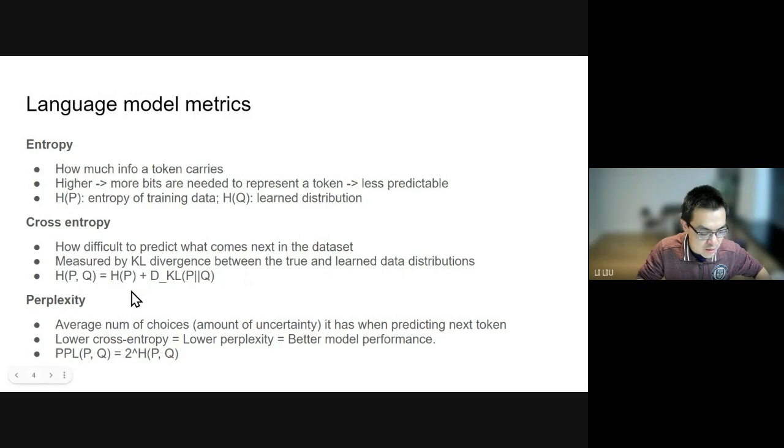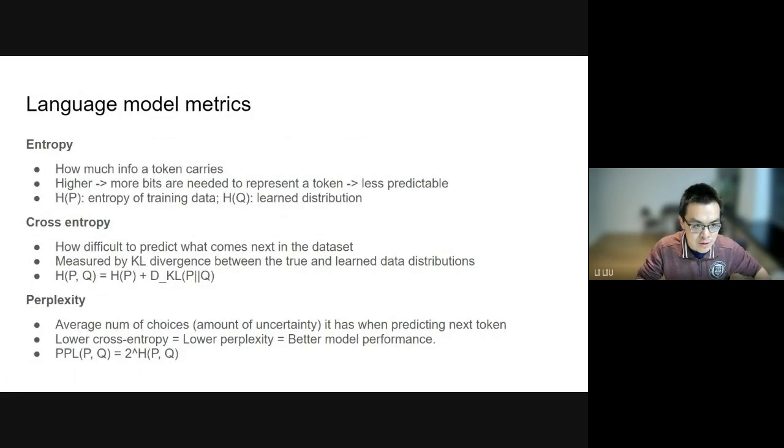Combining these, right now in the industry, the more commonly used metric is perplexity. Essentially, it is the average number of choices the model has when predicting the next token. You see 2 to the power of the cross entropy as the definition of perplexity. Also, if we have lower cross entropy and lower perplexity, that means better model performance. By better model performance, it means that we can get more predictable responses.